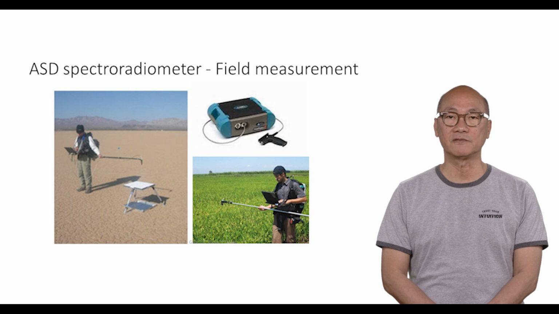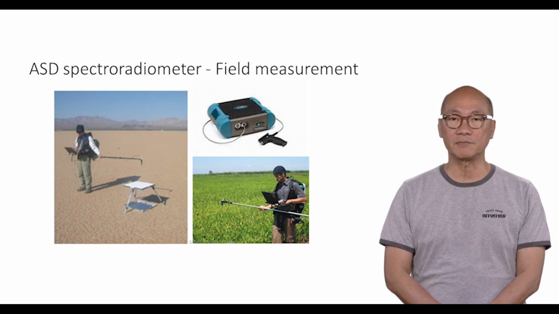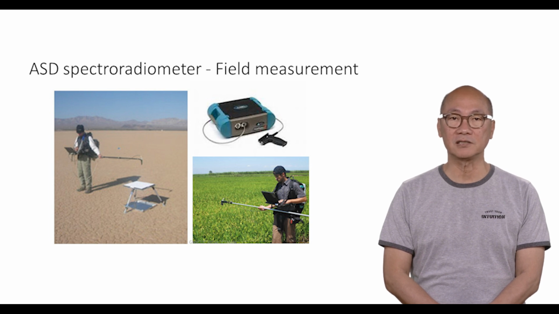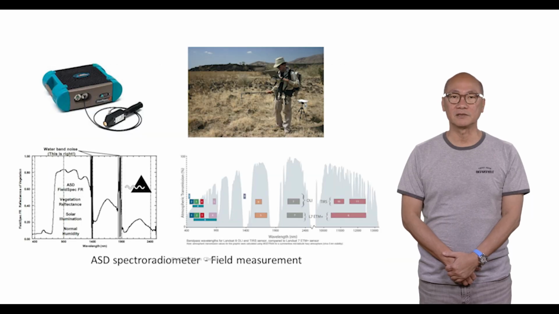The white panel in the photo is called spectralon, which reflects 90 to 95% of the incoming solar radiation. The measured intensities are used to calibrate the reflectance of all wave bands. The figure at the bottom left shows the measured reflectance of a typical vegetated surface.